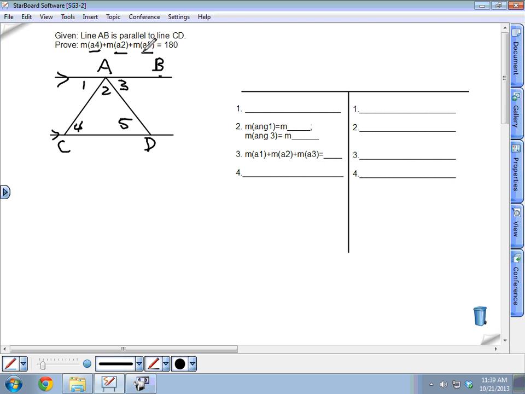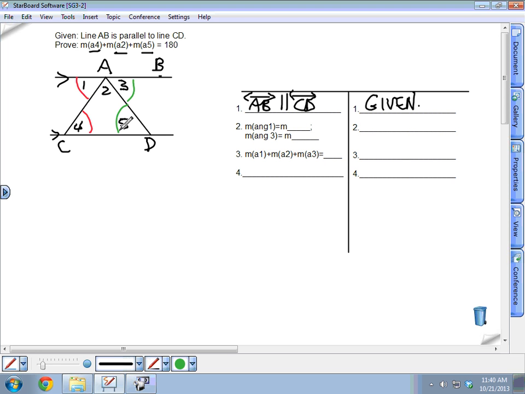Okay, so the first step is always your given information. So we're going to put line AB is parallel to line CD. And our reason for that is given. Okay? Now the measure of angle 1 is equal to the measure of angle what? Angle 1 is equal to 4, right? And angle 3 is equal to 5. That's what we've been given, right?